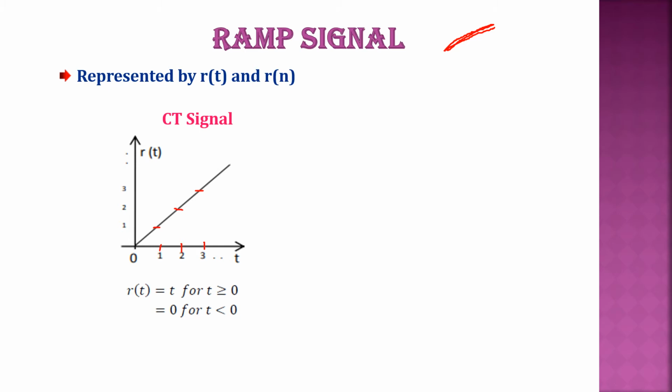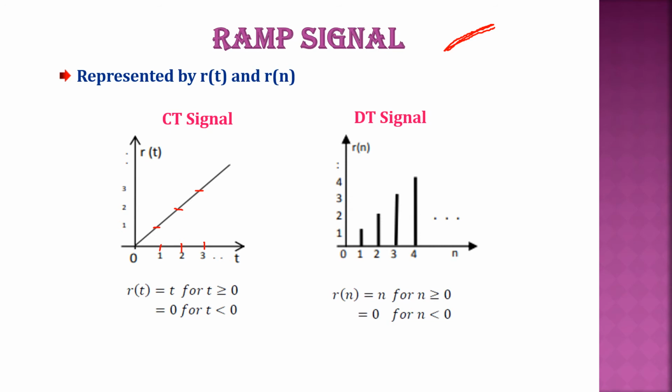Now the same signal when I write it in DT form, see here. In the same way, when n is equal to 1, R of n is 1. When n is equal to 2, R of n is equal to 2. So once again, how will I define the signal? R of n is equal to n for n greater than 0, and it is equal to 0 for n less than 0, that is to the left hand side of 0. And applications of it, it is used in current and voltage circuits.